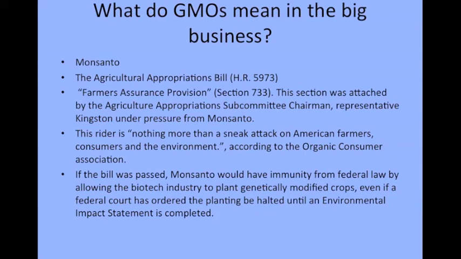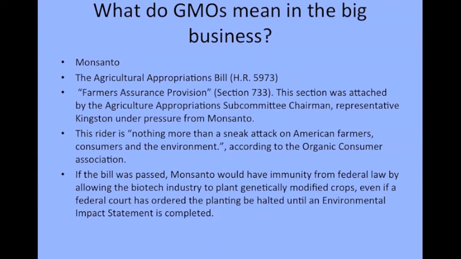Many people have recently become aware of the Monsanto problem, which has received controversial attention. Monsanto is a company that sells and trades seeds developed through biotechnology and works with crop protection through chemicals. The Agricultural Appropriations Bill has an attached section called the Farmers Assurance Provision, which was attached to the Agricultural Appropriations by the subcommittee chairman, Representative Kingston, under pressure from Monsanto.